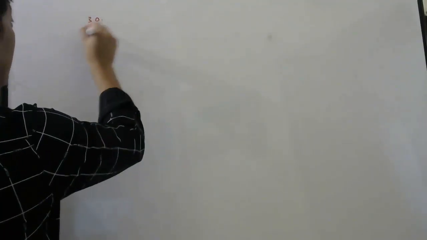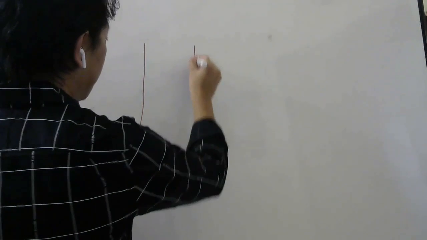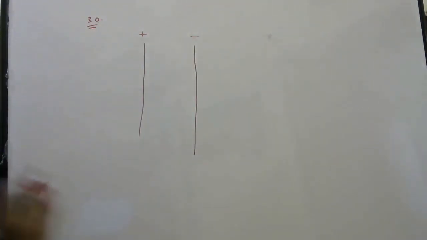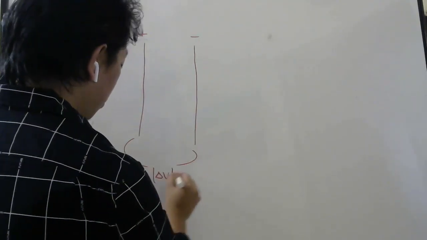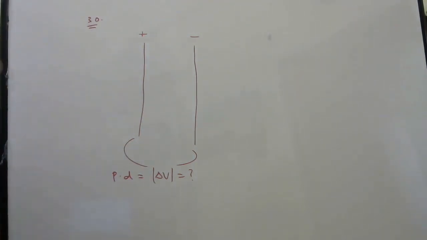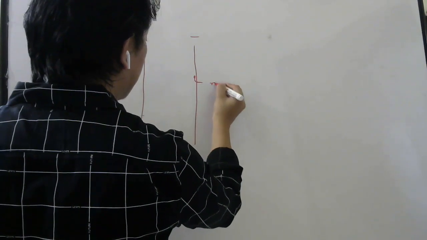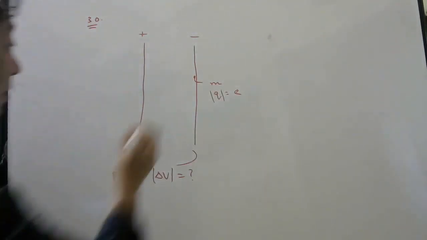Let us do the next question, question number 30. If you read the question, I will explain the question to you directly. They are saying there are two plates which are oppositely charged. One plate is positive, one plate is negative, like in the previous question. They want you to find the potential difference between the two plates. Now, they are releasing an electron from here whose mass is m, charge is e in magnitude.